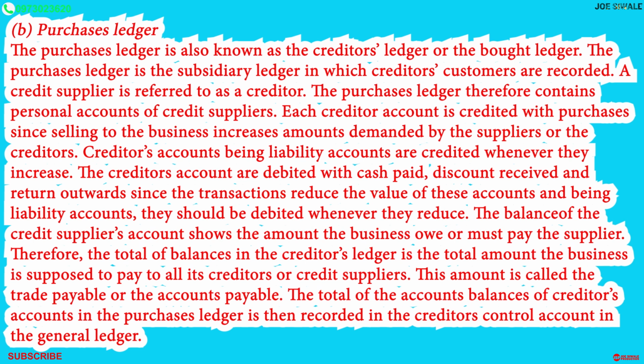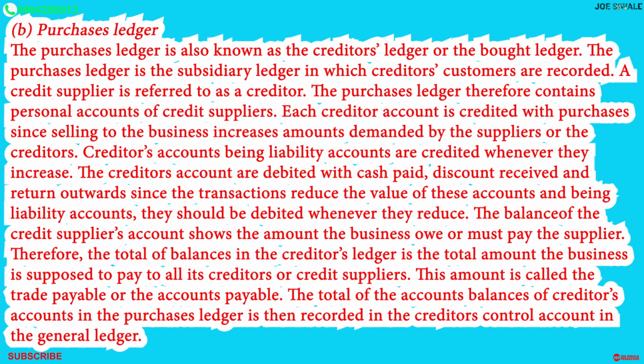Each creditor's account is credited with purchases, since buying from the suppliers increases the amounts demanded by the suppliers or the creditors. Creditors accounts being liabilities accounts are credited whenever they increase. The creditors accounts are debited when cash is paid, discount received, and returns outwards, since the transaction reduces the value of these accounts and, being liabilities accounts, they should be debited whenever they reduce.